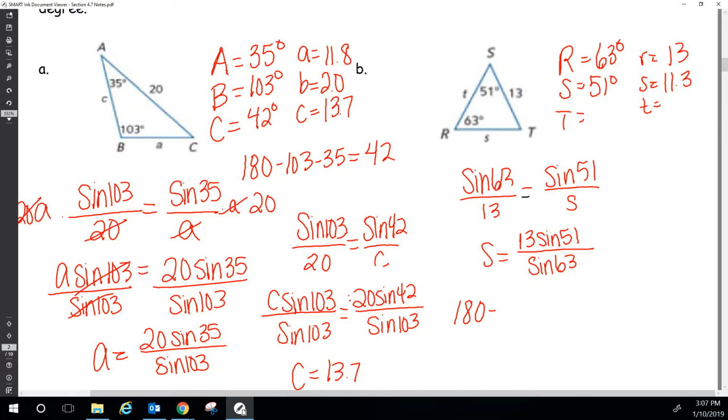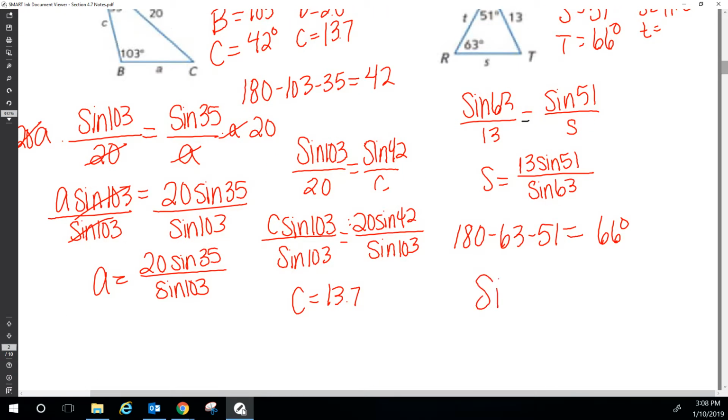All right, to find big T, we're going to subtract the other two angles from 180. We know there's 180 degrees in a triangle, so if I subtract off 63 and 51, I know my other angle measure is 66 degrees. And then again, it's like a little puzzle. Back to law of sines. If I know this piece and this piece, I can use law of sines to find the little t.